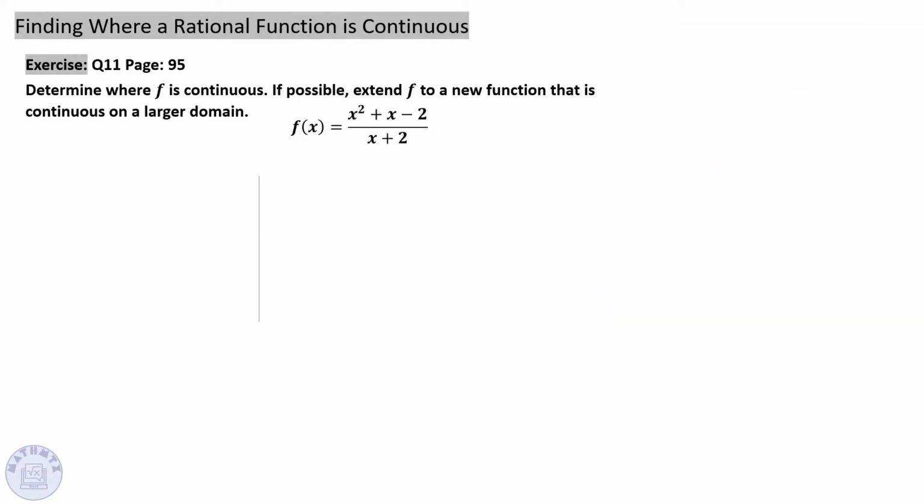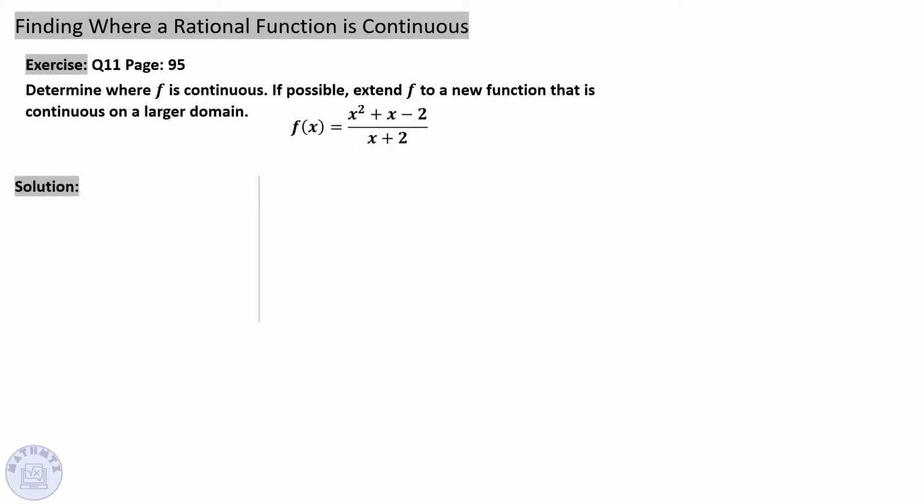All right, here's a question. Please pause the video. Try to do the same as we did. In this question, they ask us to determine whether f of x is continuous. If possible, extend f to a new function that is continuous on a larger domain. Meaning, if it's removable discontinuity, fix it.